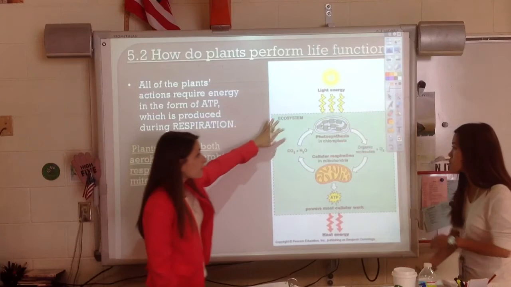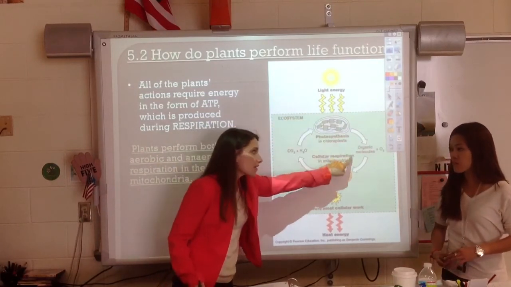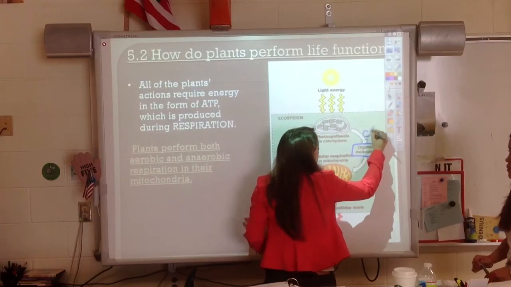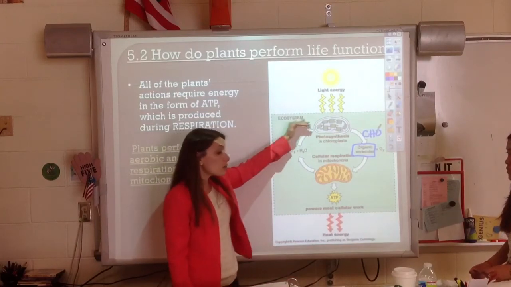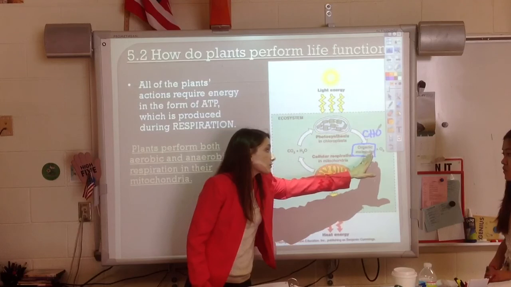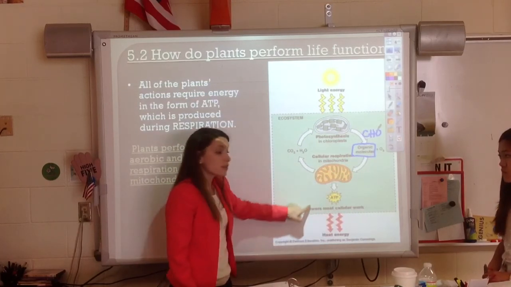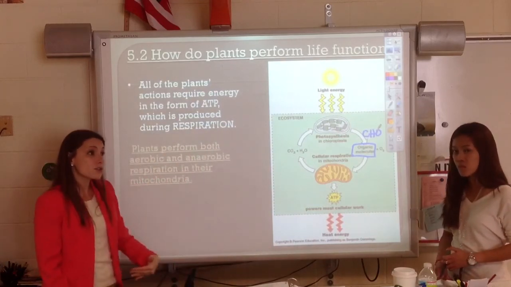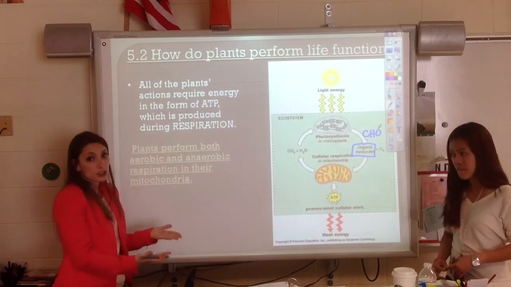And plants will make food during photosynthesis, but they still have to break that food down. So when you see organic molecules, we want to write CHO, our carbohydrate. So the chloroplast is going to make a carbohydrate. The mitochondria will break it down to get energy so that the plant can do work. And so at this point, we've gone all the way through. We've gone from a seed all the way back to a seed.